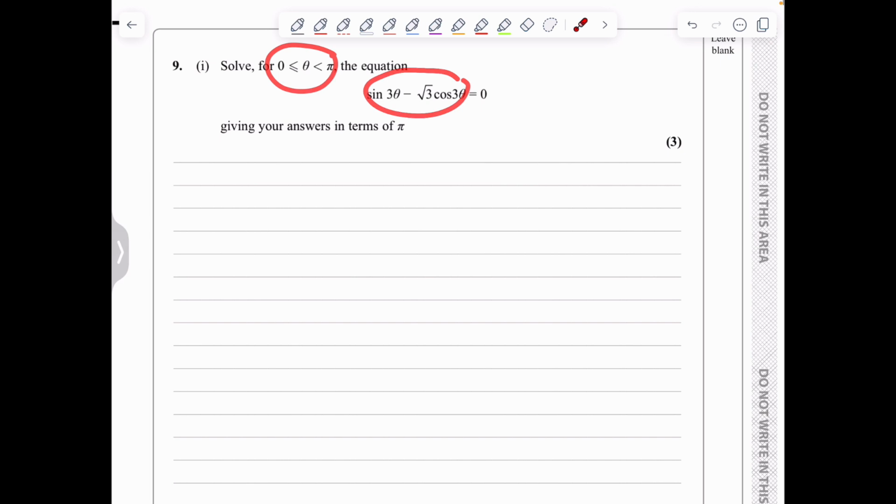In 9i, we need to solve for theta between 0 and pi the given equation, giving our answers in terms of pi, so obviously we are in radian mode. I will start by moving the root 3 cos 3 theta to the right hand side, and I will divide throughout by cos 3 theta to get tan 3 theta. So this leads to tan 3 theta is equal to root 3, and therefore I can find the PV.